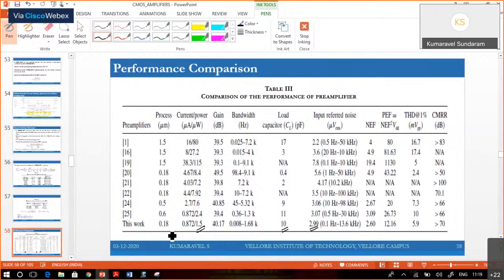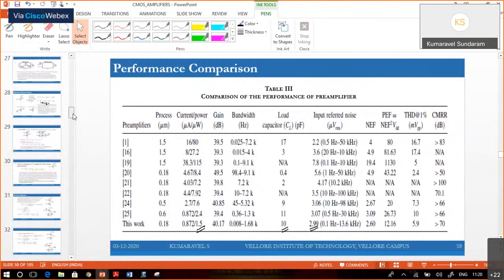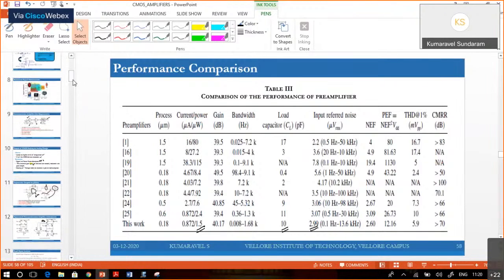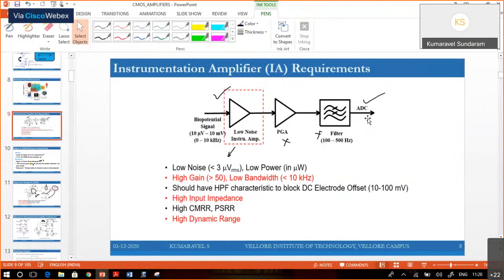This is for a single preamplifier. Multi-channel biomedical recording systems are available, where you will have some 10 channels, 16 channels, like that. Each and every channel has its own individual system like this. So for power consumption, we should see that it is very, very minimal.